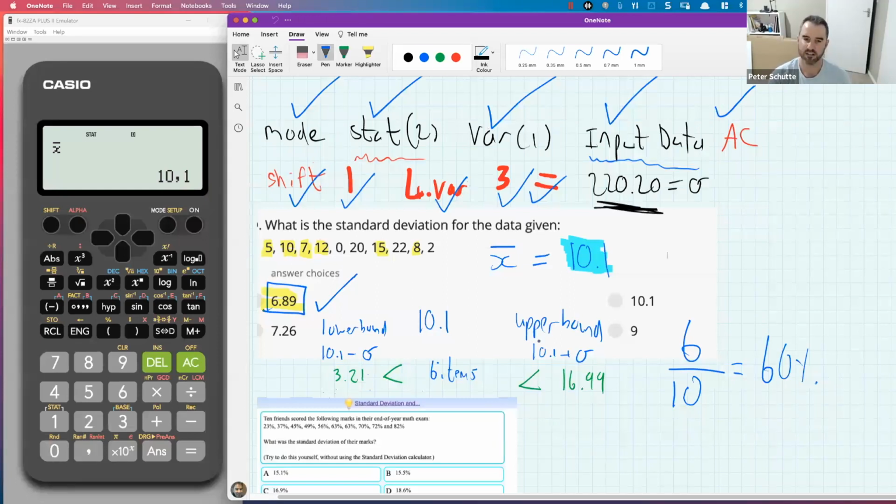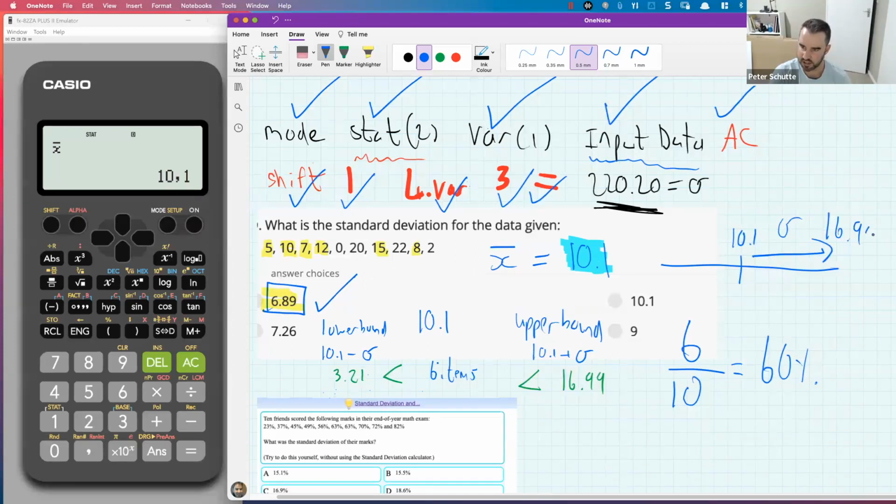And to do that, one standard deviation within the mean covers both the left-hand side and the right-hand side, right? On a number line, if you imagine 10.1, if you go up by one standard deviation, you would get 16.99. If you went down by one standard deviation, you would get 3.21. And if you fall within that range, that's within one standard deviation of the mean.